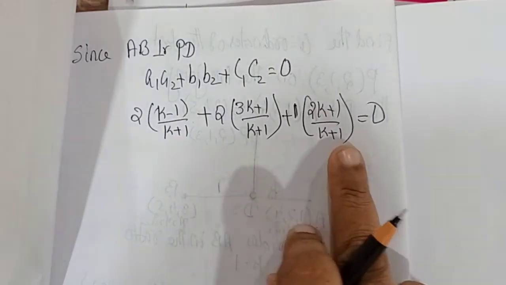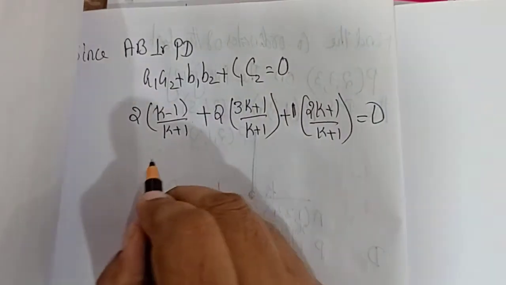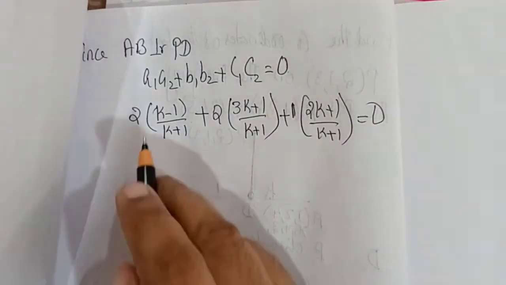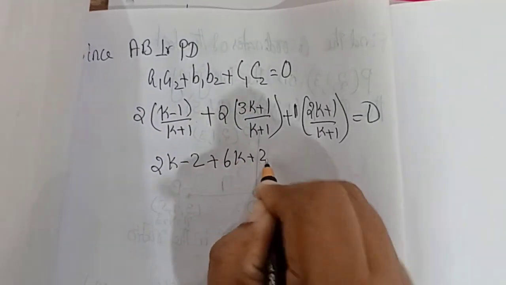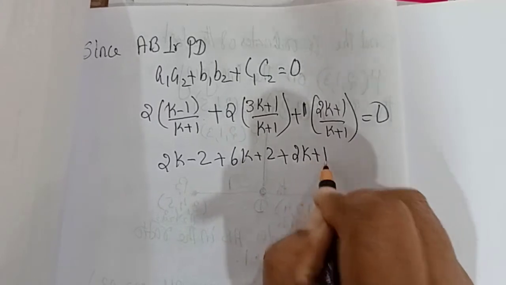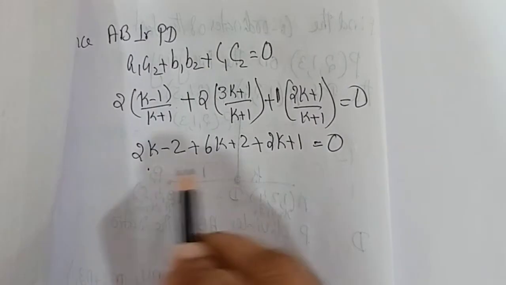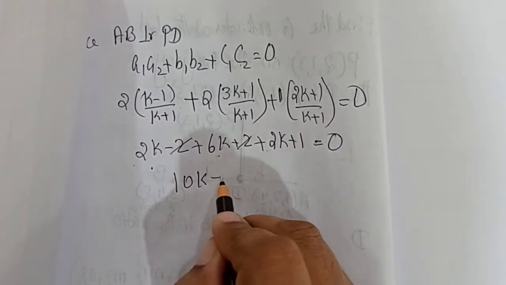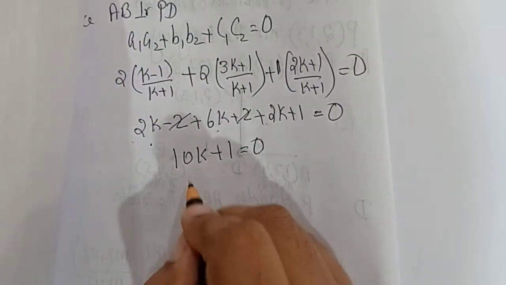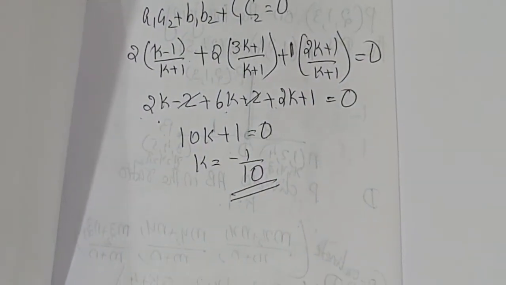Here, all the denominators are K plus 1. Therefore, when you take the LCM or cross multiply, it will vanish. Therefore, the final equation is 2K minus 2 plus 6K plus 2 plus 2K plus 1 equal to 0. What is 6K plus 2K? 10K minus 2 plus 2 cancel plus 1 equal to 0, which means K equal to minus 1 by 10. All of you agree? K equal to minus 1 by 10.